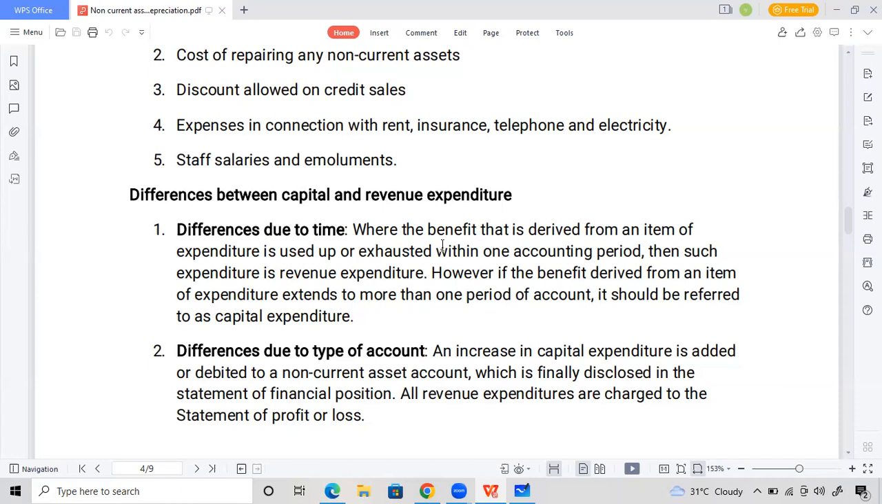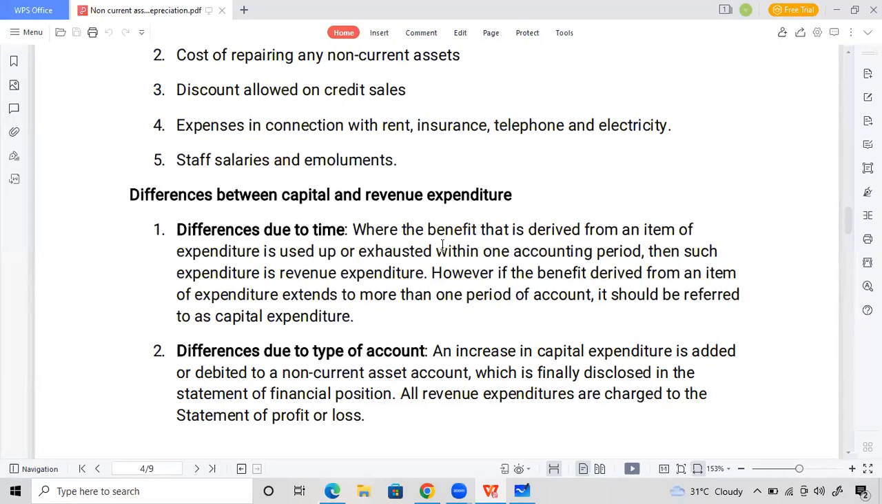For a capital expenditure, the benefit is more than one accounting period. But for a revenue expenditure, the benefit is just this year. It's just one accounting period. Let's say my accounting period starts from January and is going to end on 31st of December. So the benefit of revenue expenditure is only going to elapse on 31st of December.